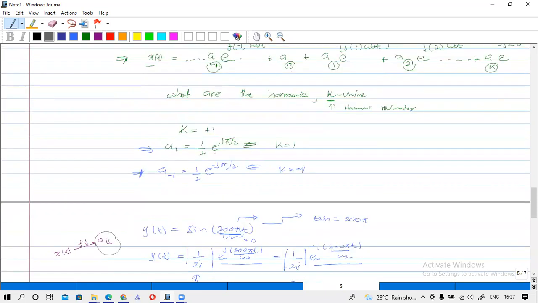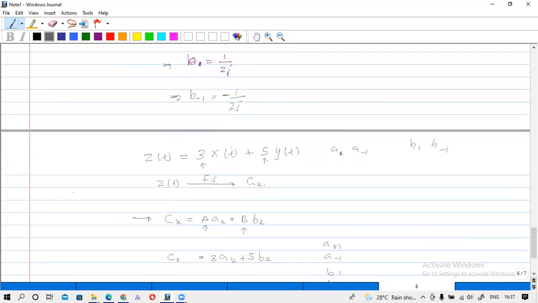Okay, a1 is half e to the power j5 by 2. Here you can use this one directly, no issue. And you can further simplify this, so you will get half j, and for this you will get minus half j. So you can get this value, or you can get this value, no issue. So you can get the a1.